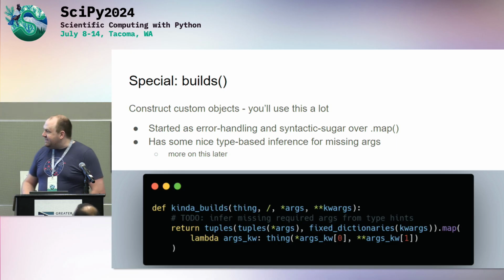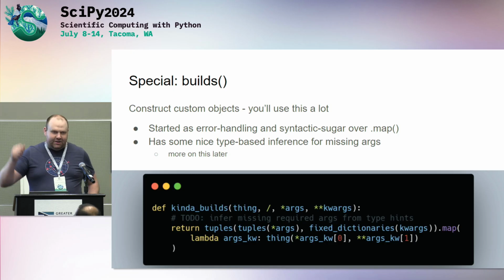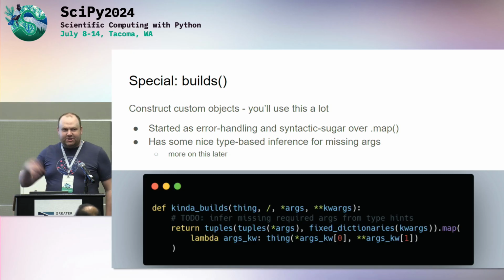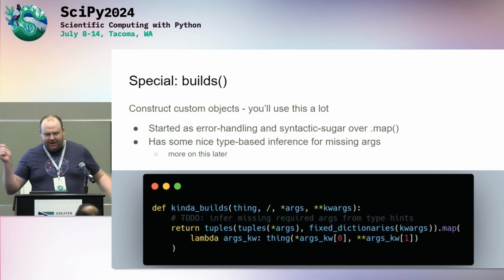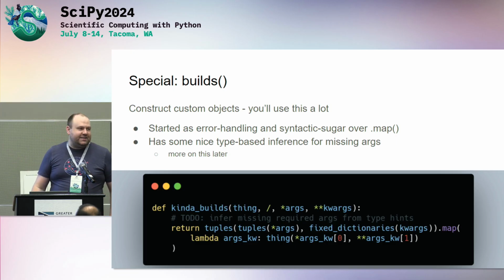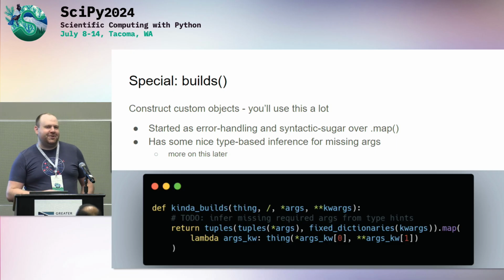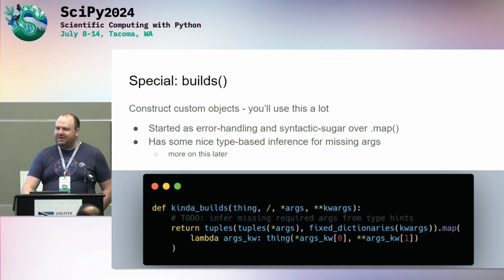You could basically re-implement it like this, where you create a tuple of the positional args and a dictionary of the keyword args, and you unpack it with map into calling the thing. Builds itself is actually a bit fancier than this, because it will do things like inspect the type annotations, and be like, oh, you have a required argument x, which is an integer. I know what integers are, let me get one of those for you. So generally, if you just say, build me one of these, it will work pretty well.